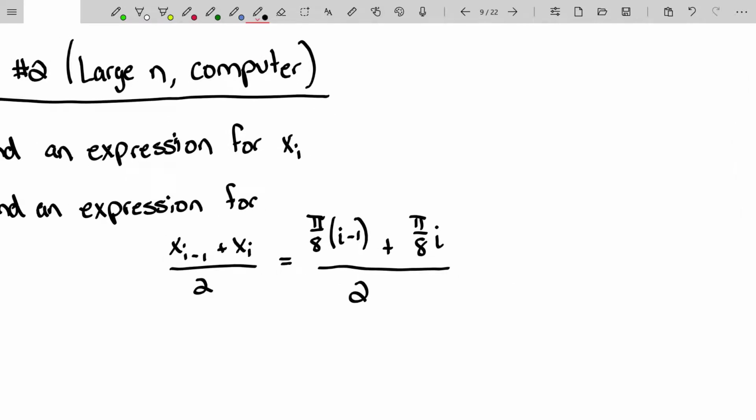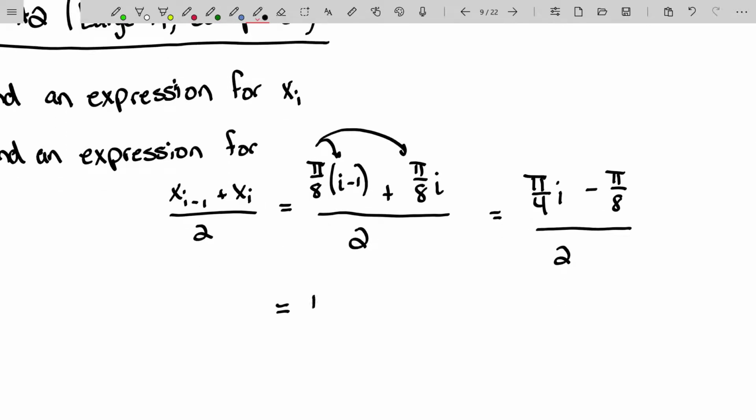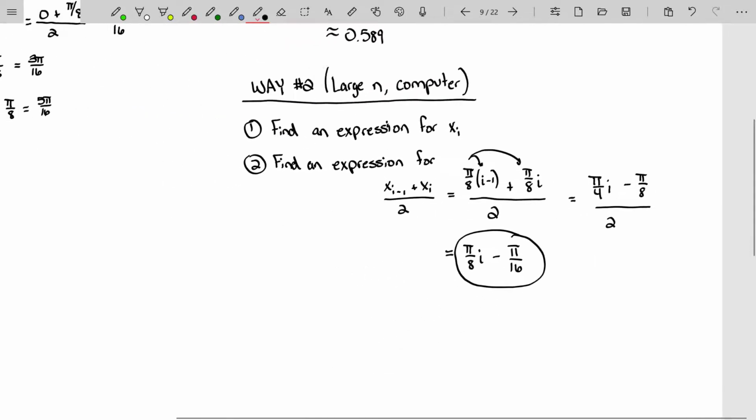So now if you simplify this down, you get pi over 8i plus another pi over 8i, or in other words, pi over 4i, minus pi over 8, and this is all over 2. And now I'll just divide everything by 2, and you get that this expression is going to be pi over 8i minus pi over 16. And that would be my average value expression.